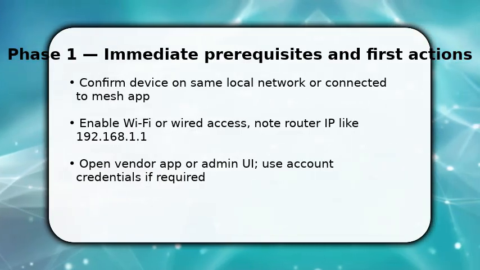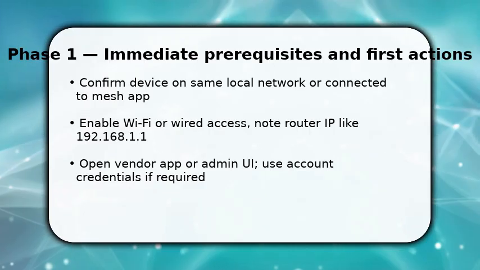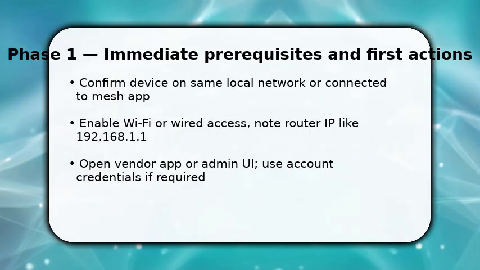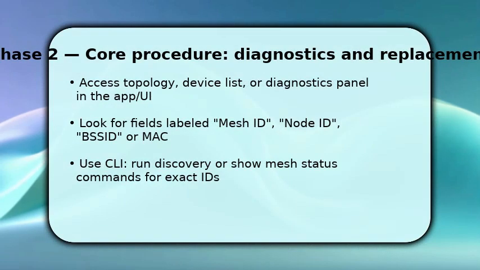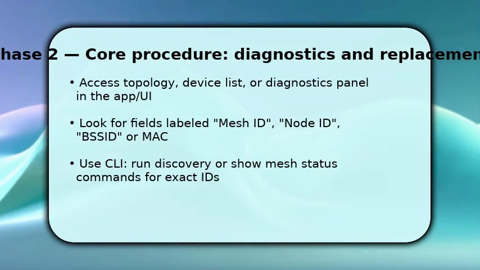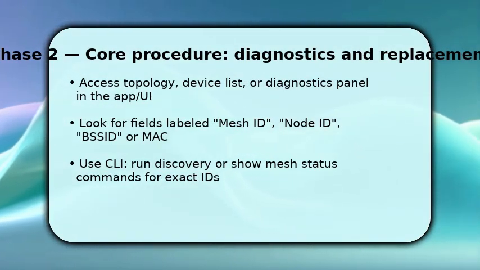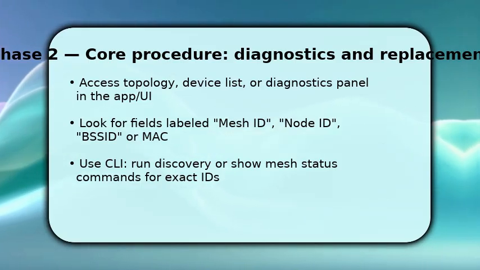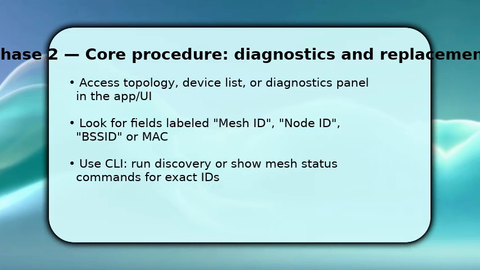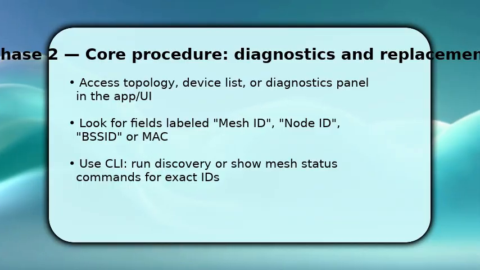If you prefer a terminal, prepare to run discovery commands. Otherwise, use the graphical tool to locate node names and their brief details. Once you're in the topology or device list, continue by inspecting each node entry to find identifiers. You want to locate fields labeled Mesh ID, Node ID, BSID, or the MAC address. These are the unique identifiers used by the system.